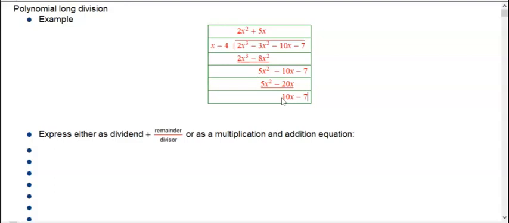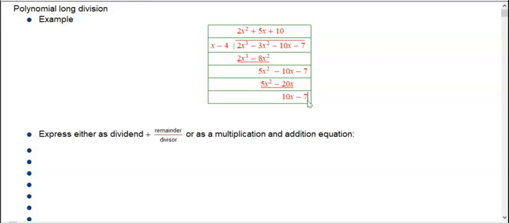Notice that the degree of this current version of the polynomial, now that I've subtracted off all this good stuff that I've been able to match, is 1. That's still equal to the degree of the divisor. You're still going. You're not at the remainder stage yet, but we're really close. This is about the last. This is very close to the end. X goes into 10x 10 times.